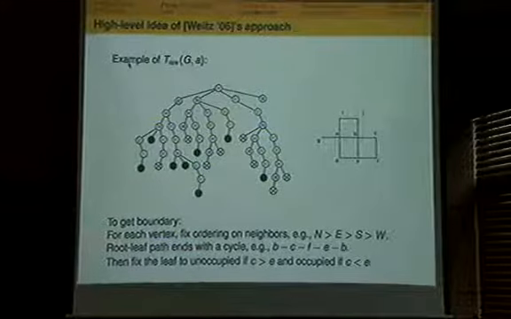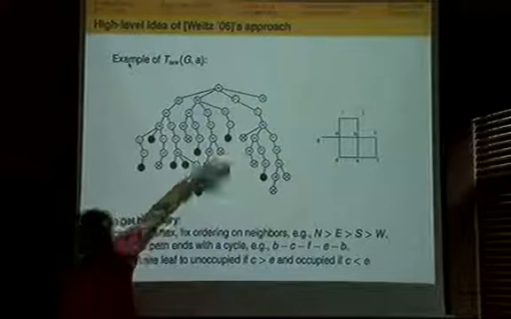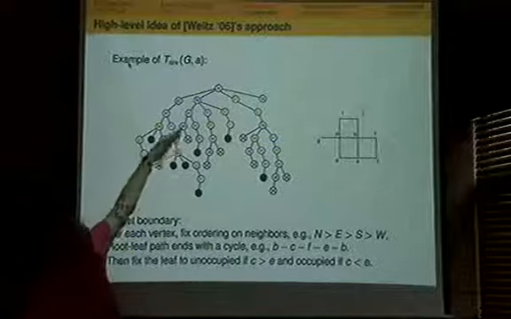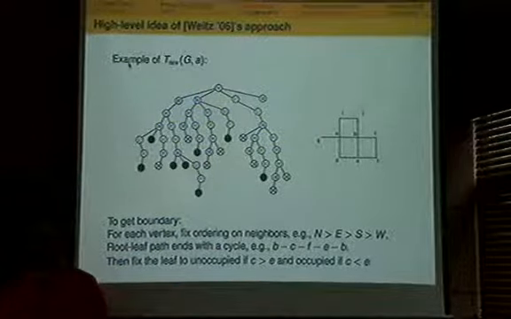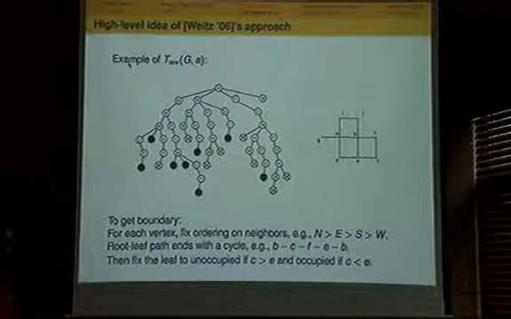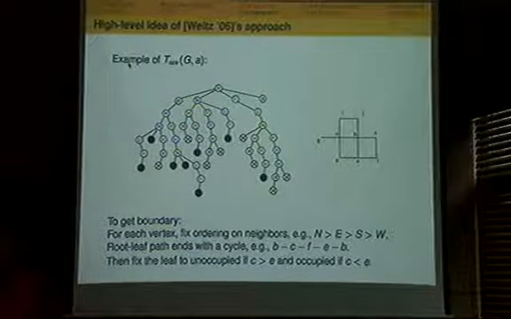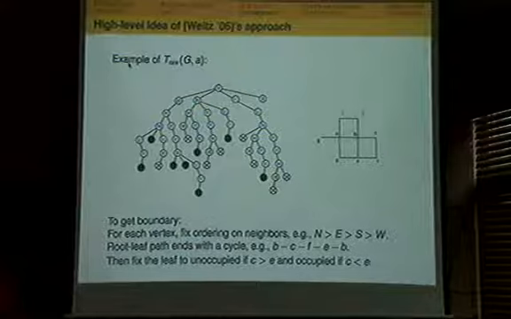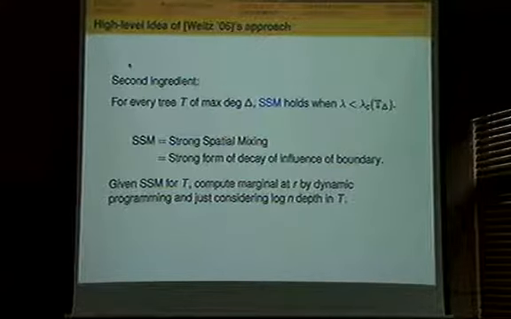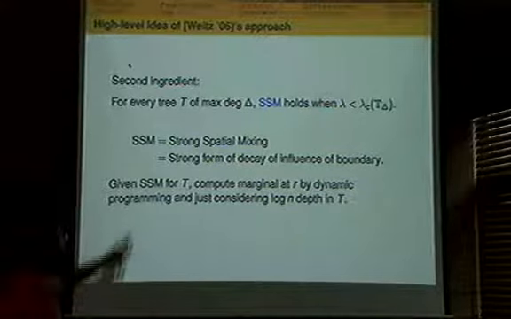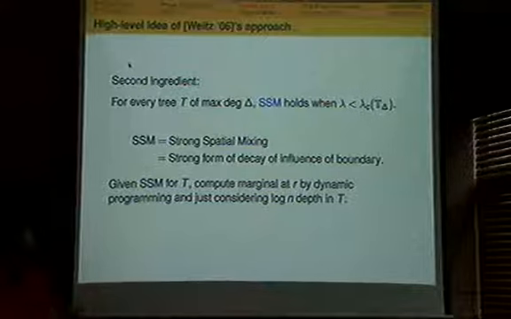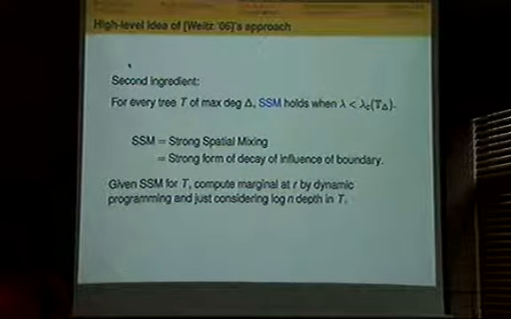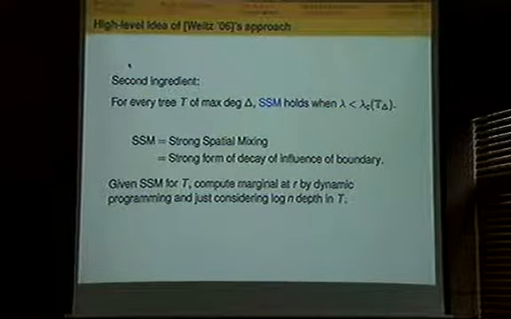Okay, if I can show that, then I can just ignore everything below depth log n, and then the size of this tree is delta to the log n. So that's like n to the delta. So if delta is constant, then I got a polynomial time algorithm. Okay. So that's what I got to show. So I got to show some decay of correlations. So that's what this SSM, strong spatial mixing, is: a type of decay of correlations. Okay, I'll tell you what that means precisely. Okay.